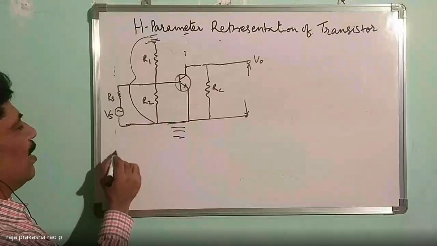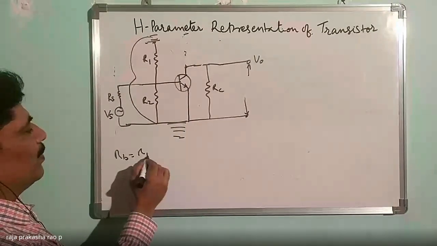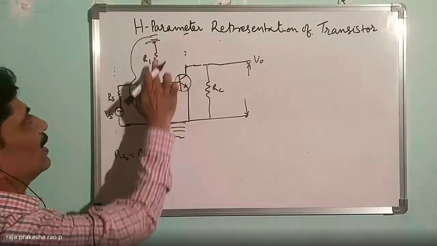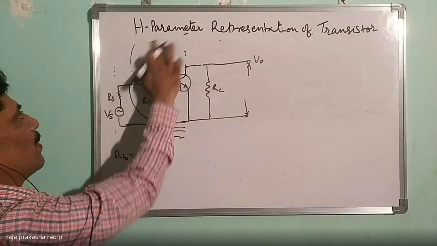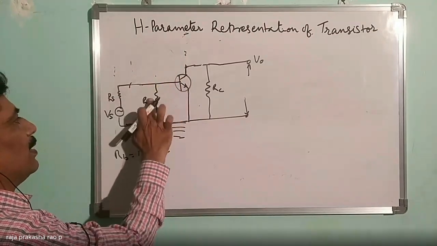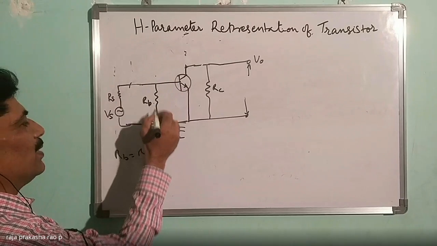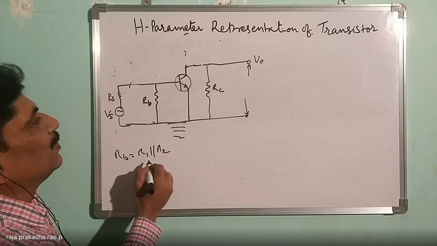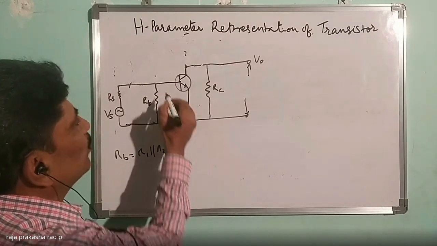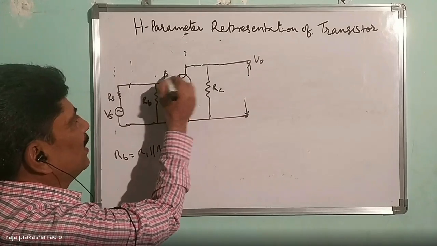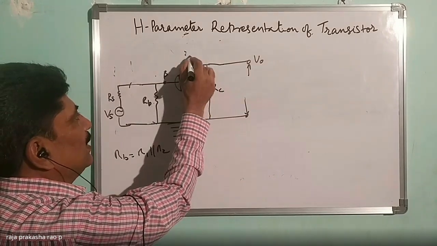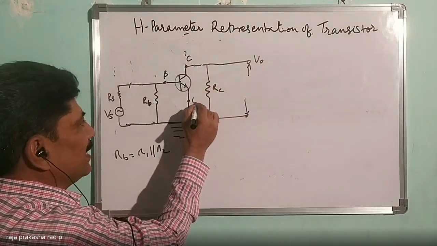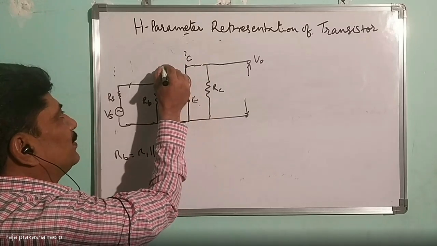Let us say RB equal to the parallel combination of R1 and R2. Then I can replace this. I am writing RB. So RB is nothing but the parallel combination of R1 and R2. And the fourth step is you have to mark. So this is B, and this is C, and this point is E.